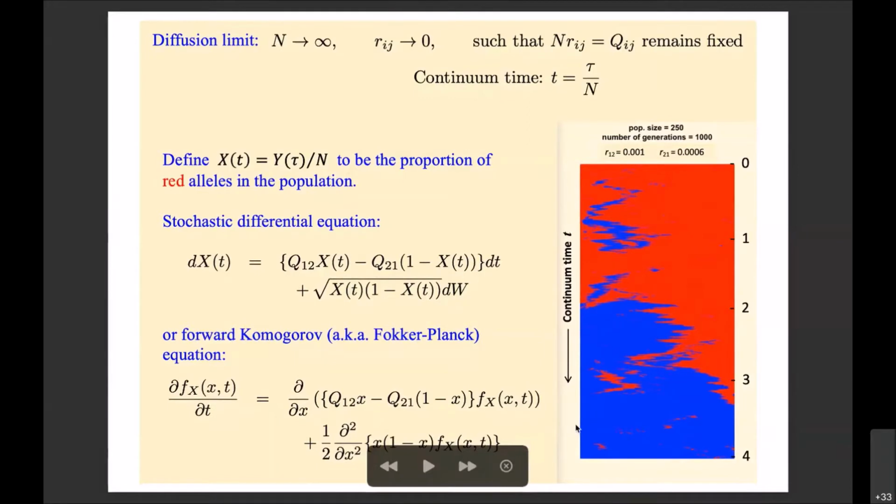So there are two terms on the right-hand side. The first-order one corresponds to the forcing term, pushing the mutations one way or the other. And the second term on the right-hand side is the one corresponding to genetic drift.